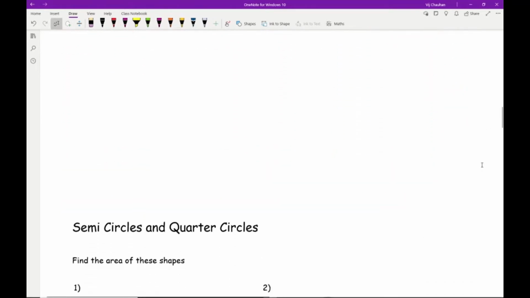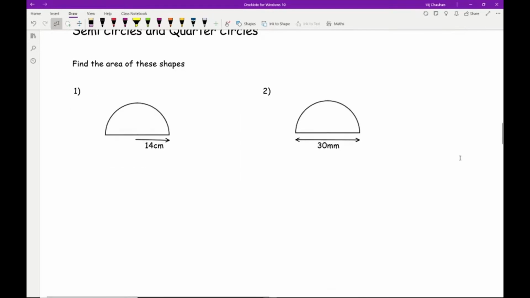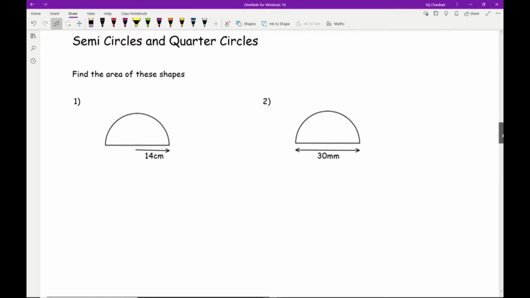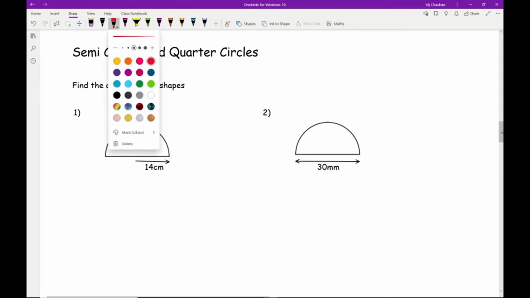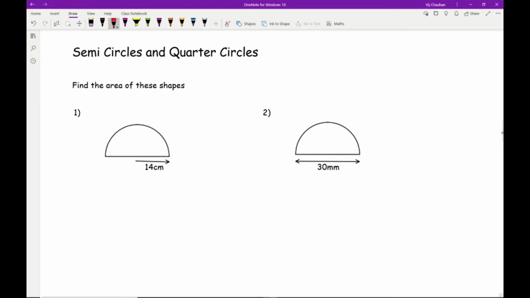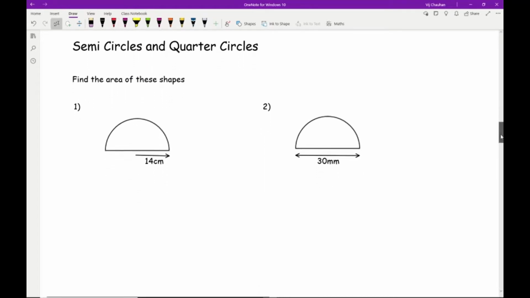So the next thing we then move on to is semicircles and quarter circles. So again, let's have a look at these questions. Let me just move the screen up a little bit so we've got a bit more room. There we go. So with question 1, again I'll use a slightly thinner pen. First things first, we want to check to make sure that we have been given the radius, and if we haven't, that's what we need to work out. So r equals 14, which is great.